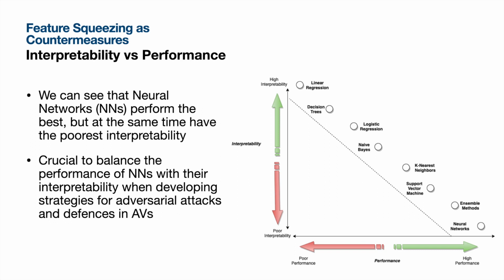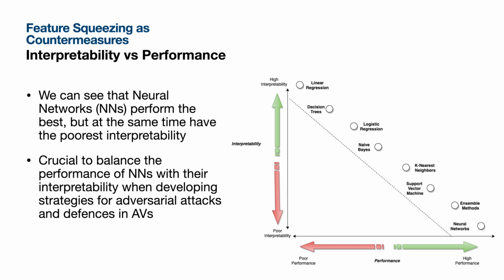We can see that neural networks perform the best, but at the same time have the poorest interpretability. Understanding how neural networks make decisions and what factors contribute to their vulnerability to attacks can be challenging due to their complex nature, involving many layers and millions of parameters. This lack of interpretability makes it difficult to develop effective defenses against adversarial attacks, as it may be unclear which aspect of the network's architecture or training data are contributing to its vulnerability.